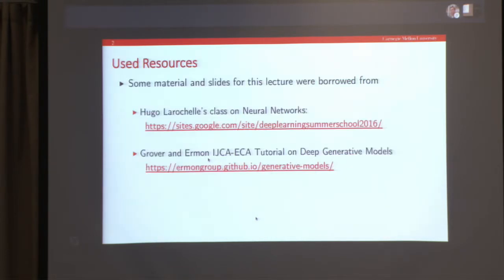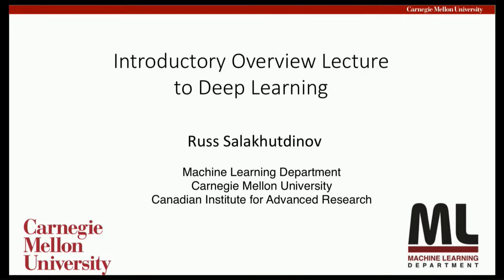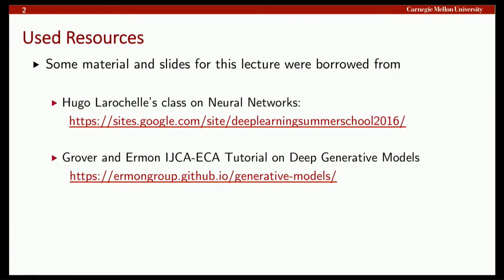Some of the resources that I think are really awesome for you to look at: I'm going to be borrowing a lot from Hugo Larochelle's class on neural networks. It's an excellent resource. I'll provide the website here. Hugo covers a whole bunch of different topics, and he's done a really fantastic job. I rely a lot on his materials when I'm teaching these classes. And there is also an excellent tutorial on deep generative models. If you're interested in those models, we'll cover them a little bit in this tutorial, but there is also an excellent tutorial on that.